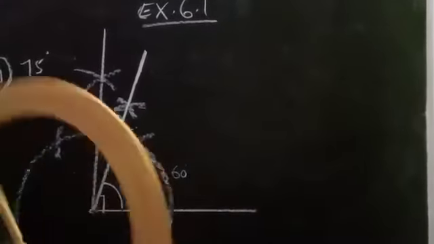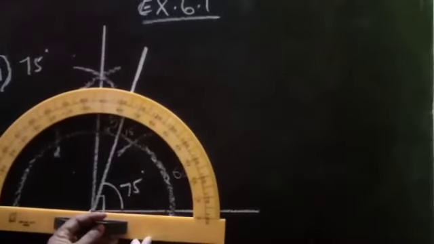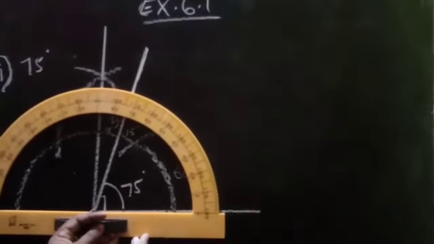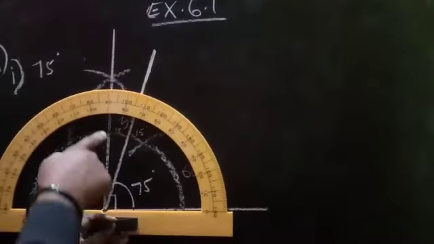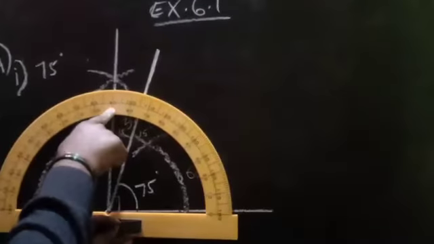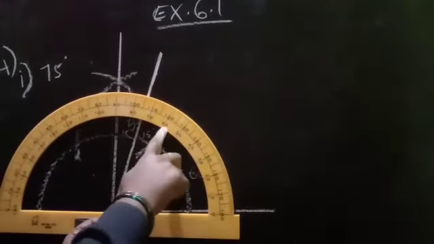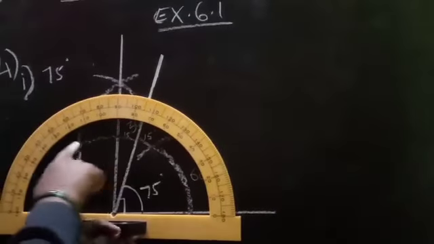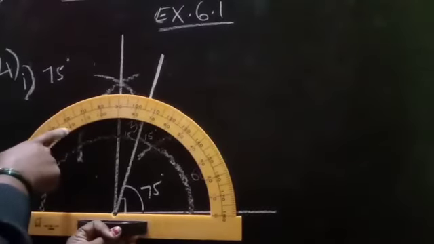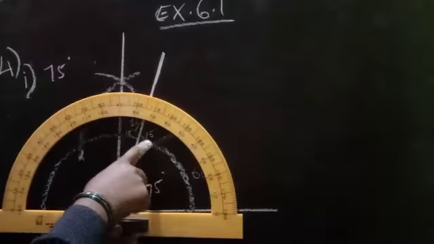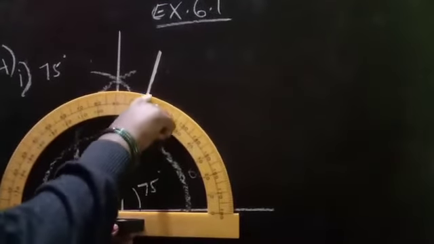Measure with the protractor. From this to here it is 90 degree. This is 60 degree. From here to here it is 120 degree, the second arc. From this, we get 75 degree.